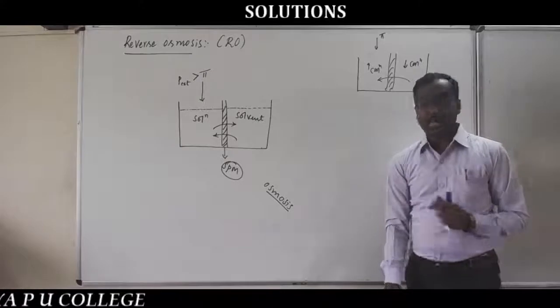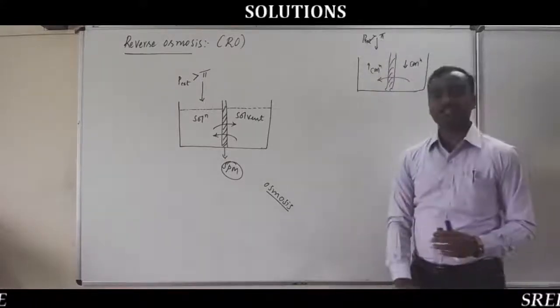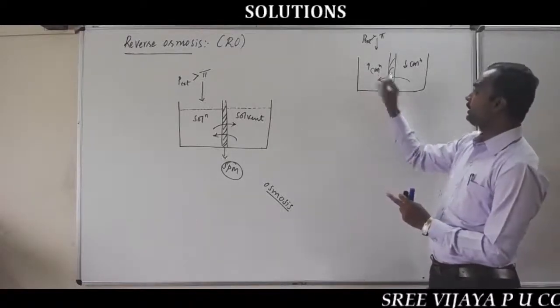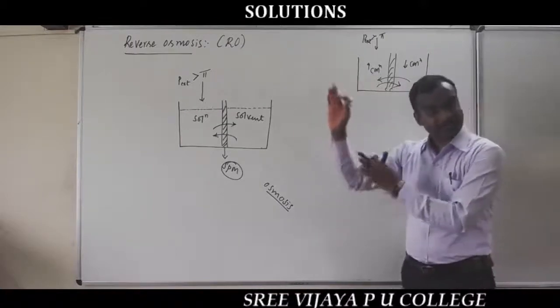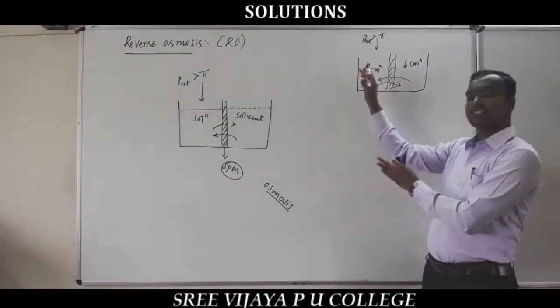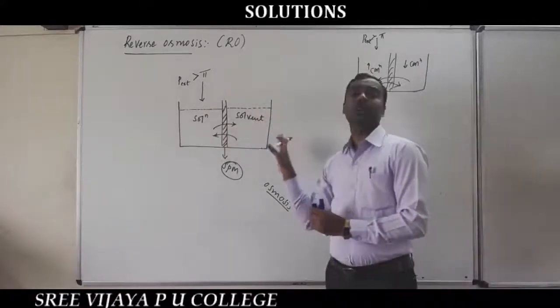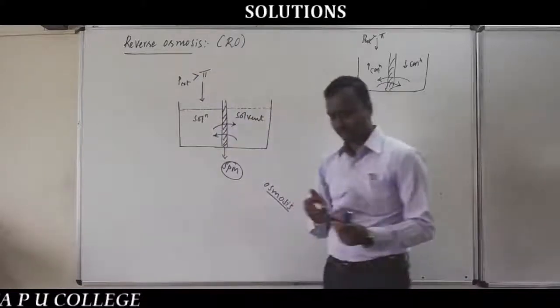Now, if I apply a pressure greater than osmotic pressure, the solvent molecules move from which side? From higher concentration to lower concentration side. Lower to higher is osmosis. But when it moves from the higher concentration side to the lower concentration side, that is, from the solution side to the solvent side, that process is called reverse osmosis.